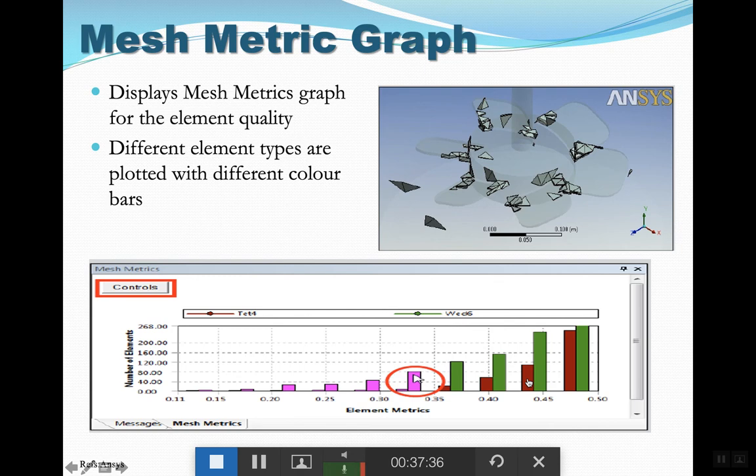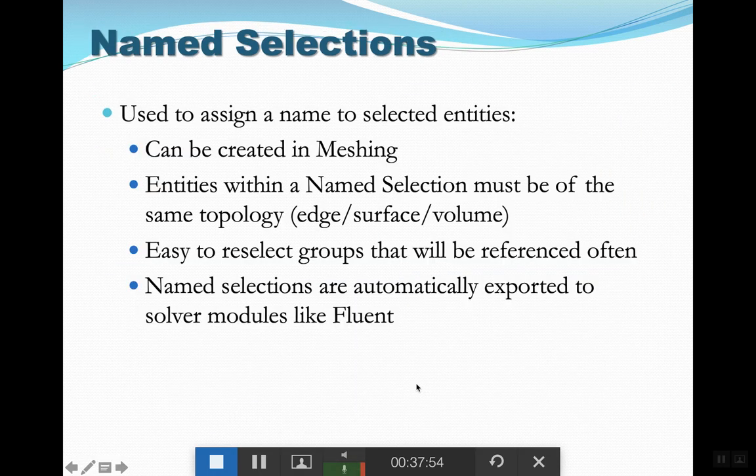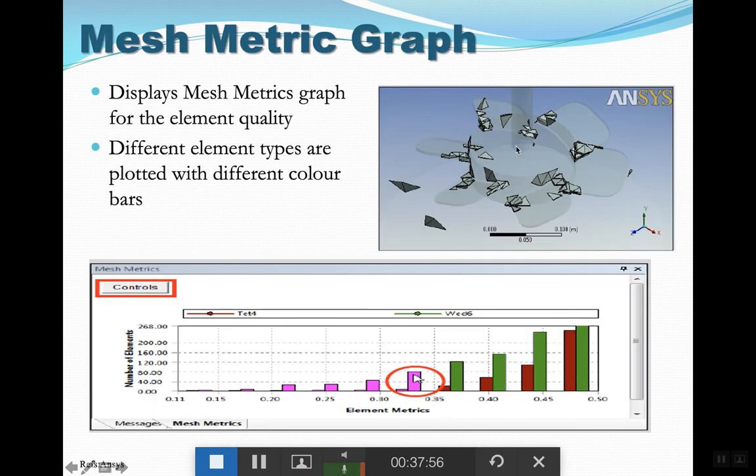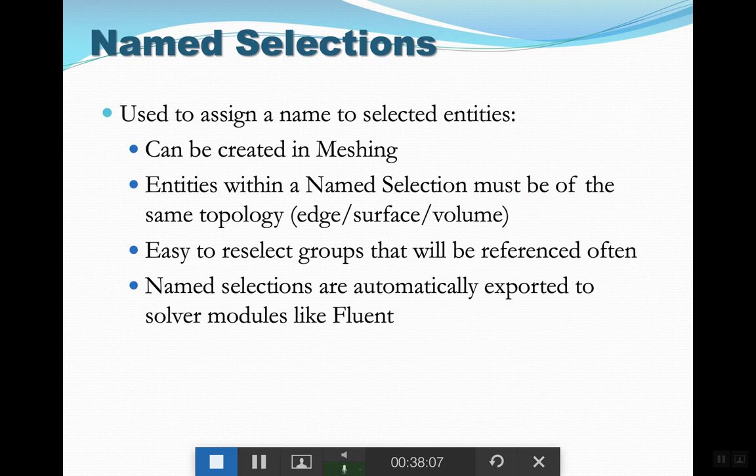This is the mesh metrics graph, which you see here. Basically, as you see here, for example, it is one of the parameters. I'm not sure which one right now, but it gives you different numbers, and the number of cells in each category. If you highlight every single one of them, it will show you those cells. This is very good because if you have poor cells, you can highlight them, see where the problem is, and try to fix it.